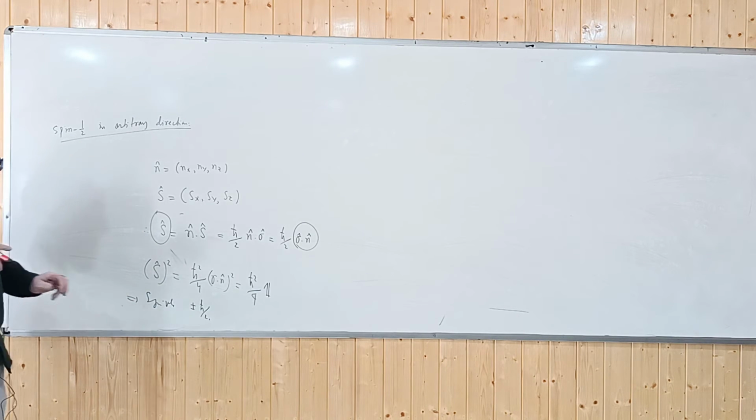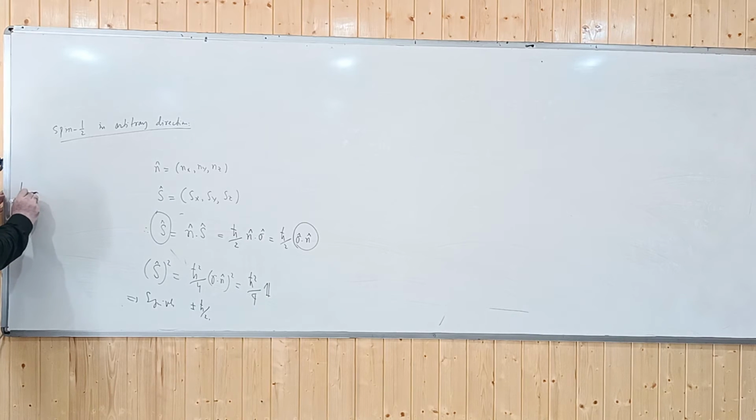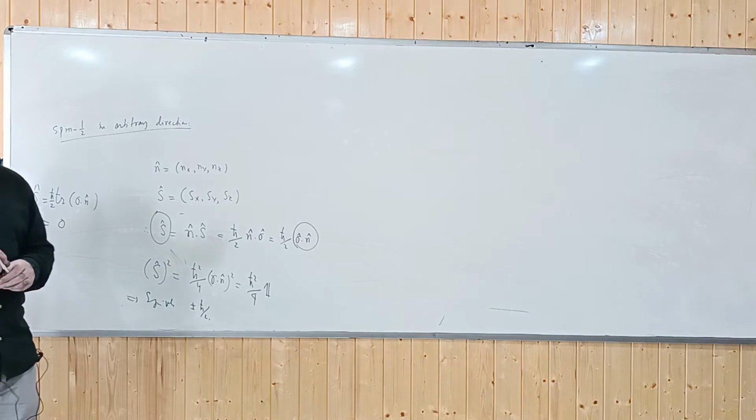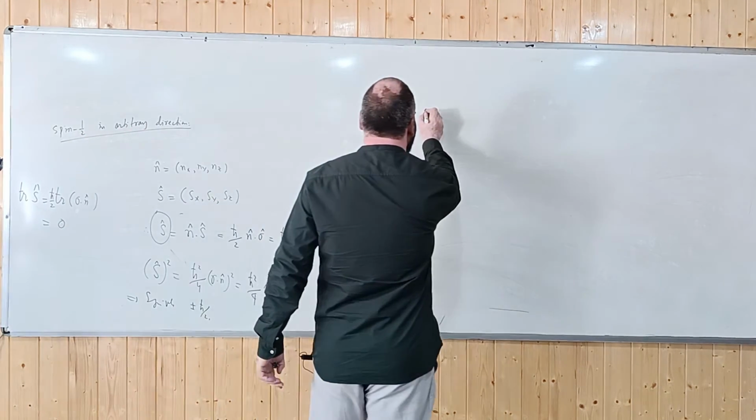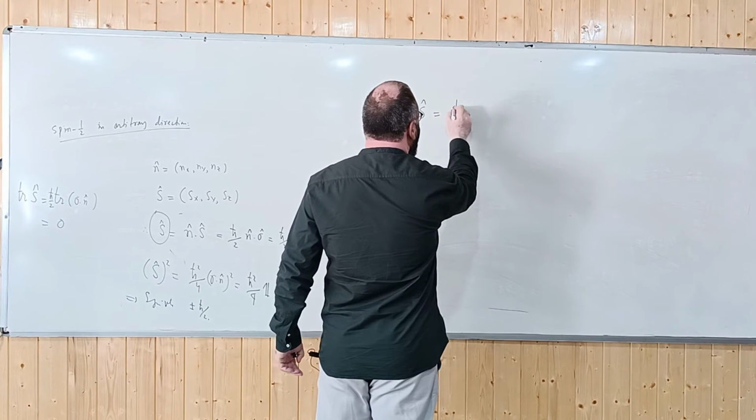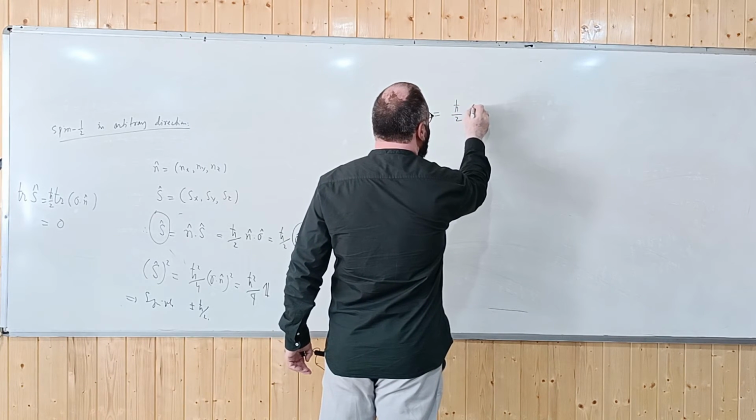Similarly, you can calculate the trace of S. It will be simply the trace of h-bar by 2 sigma dot n. So what are the eigenvalues of sigma? Plus minus 1. So what will be the trace? 0. Clear? Got it? Okay. So now let's write this S. Our operator S is equal to h-bar by 2 sigma dot n.